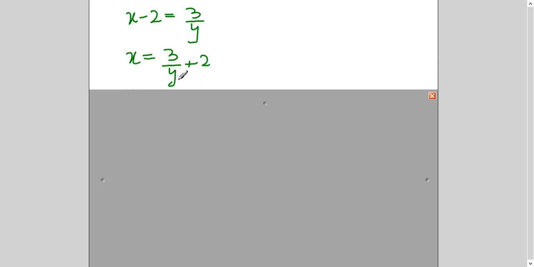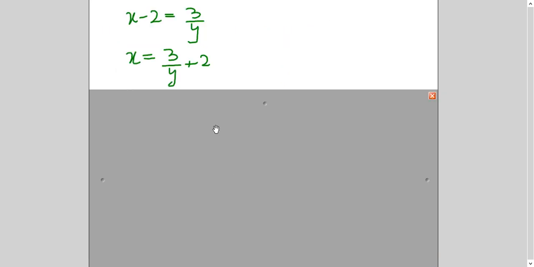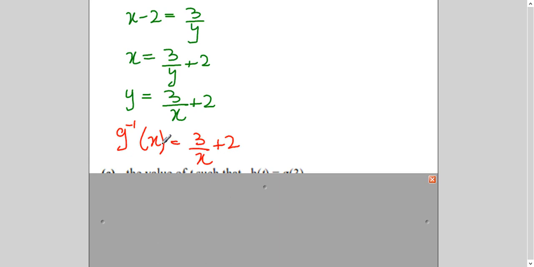So the first step was to put the function equal to y. The second step is to make x the subject, which I have done here. And the third step is to replace x by y and y by x. There are 3 steps. So now I will replace x by y and y by x. The function I got here, 3 over x plus 2, is my inverse function of g. So g inverse x is equal to 3 over x plus 2. I will do one more question in which I will repeat all these steps again.